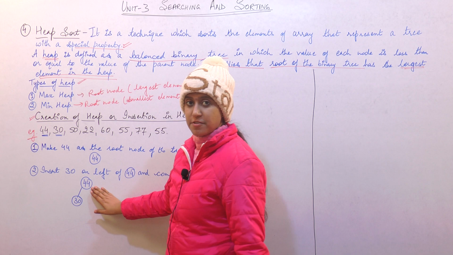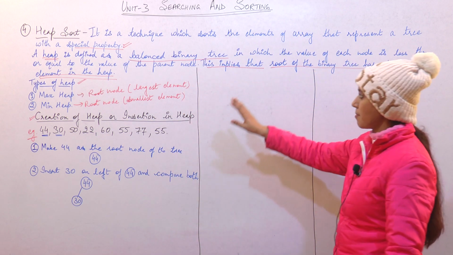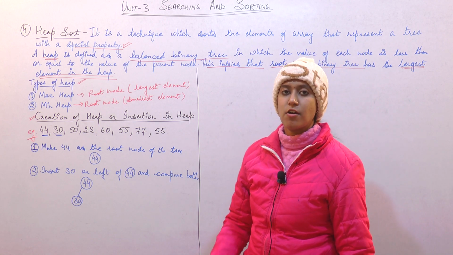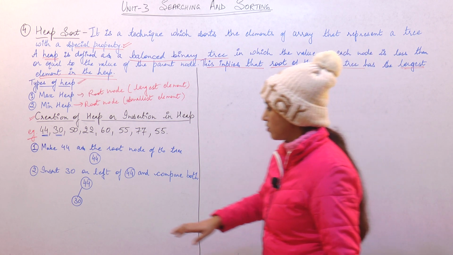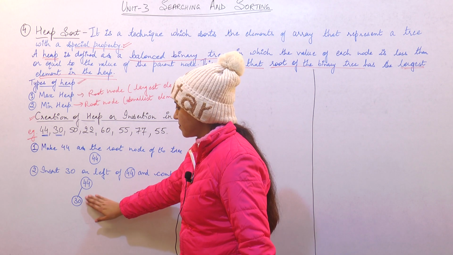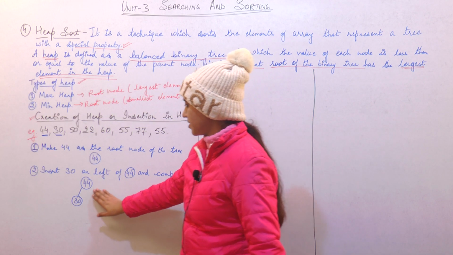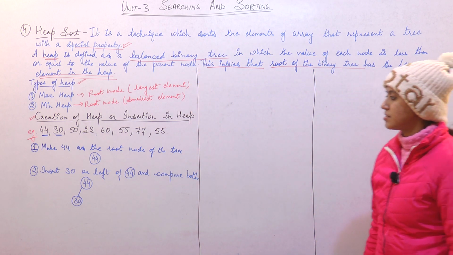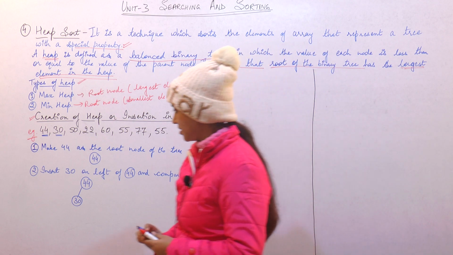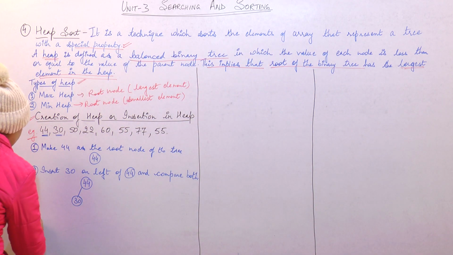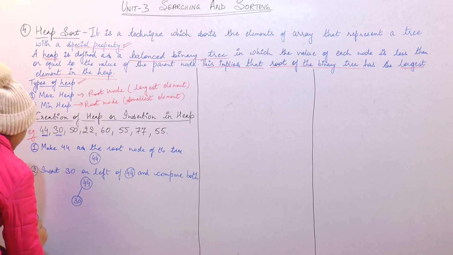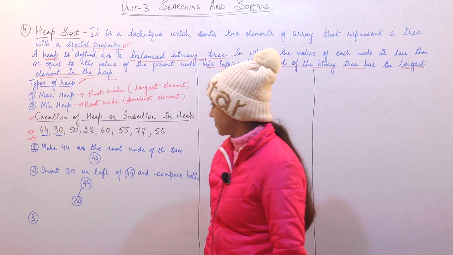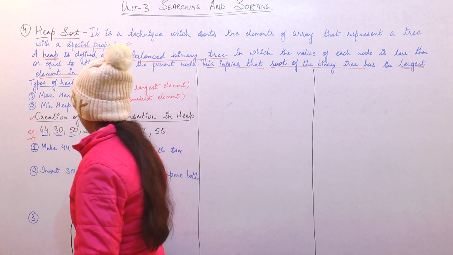30 is less than 44. That means the special property which we were discussing, that the root node will always contain the highest value. So from both of these we know that 44 is greater than 30. That means no need to interchange the position of the elements. Now we will insert the next element. The next element that we are inserting is 50.